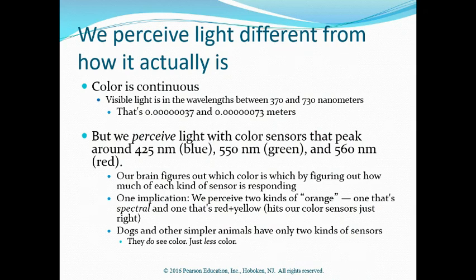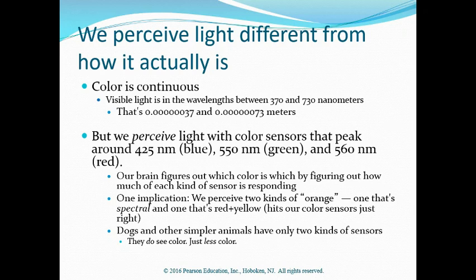So we perceive light different from how it actually is. Color is continuous. Visible light is in the wavelengths between 370 and 730 nanometers. And then you can see the decimal representation of that. But we perceive light with color sensors that peak around 425 nanometers for blue, 550 nanometers for green, and 560 nanometers for red. Our brain figures out which color is which by figuring out how much of each kind of sensor is responding. One implication, we perceive two kinds of orange, one that's spectral and one that's red plus yellow. It hits our color sensors just right.